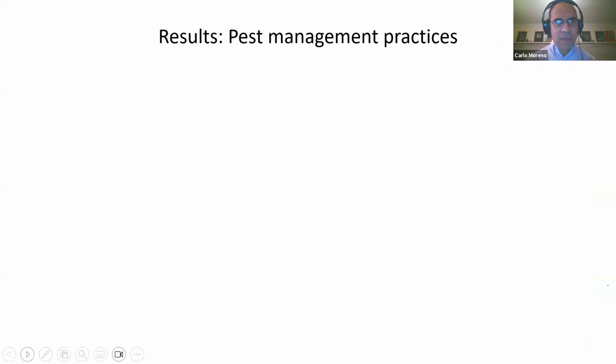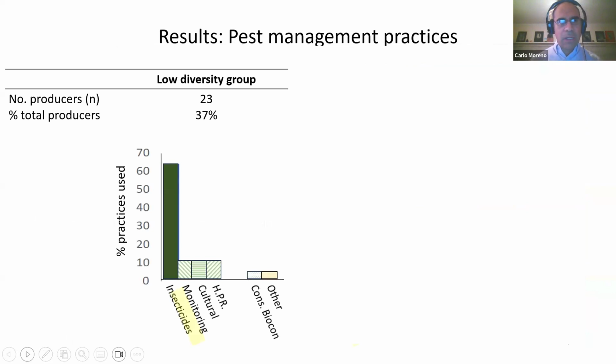Now, as far as the pest management practices, we wanted to get an idea of what these producers were doing, what practices they were adopting. And so I'm going to present this information in terms of the diversity of practices that they were using. So we had a group of the 62 producers that we surveyed. A little more than a third of them fell into this group, which we call the low IPM diversity group. So these producers were really relying on pesticides.